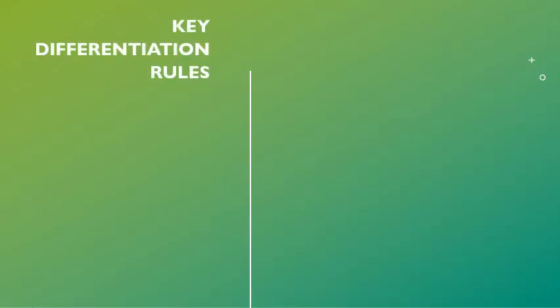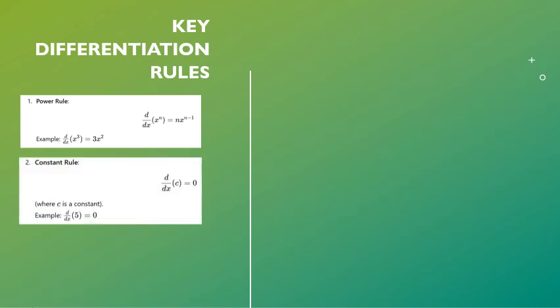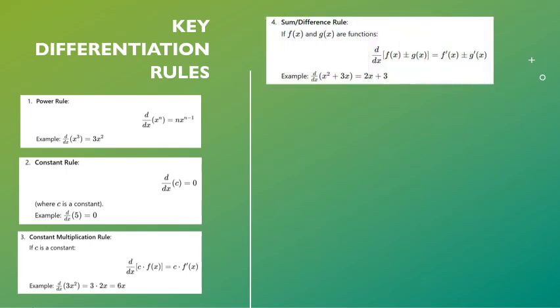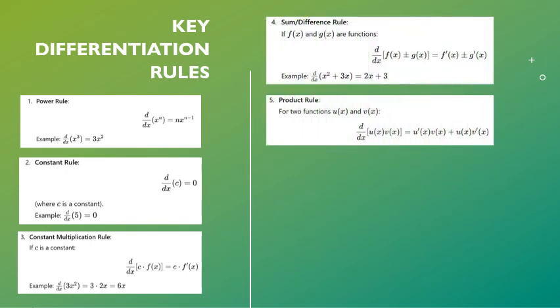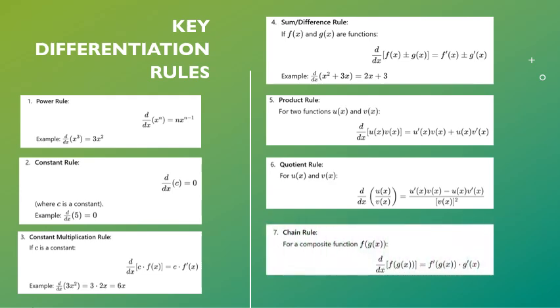So in this chapter, what are the key differentiation rules? We will need to learn how to do the most basic one, called the power rule, followed by the constant rule, the constant multiplication rule, the sum and difference rule, product rule, quotient rule, and then the chain rule. So we'll be learning 1, 2, 3, 4, 7 in this video.